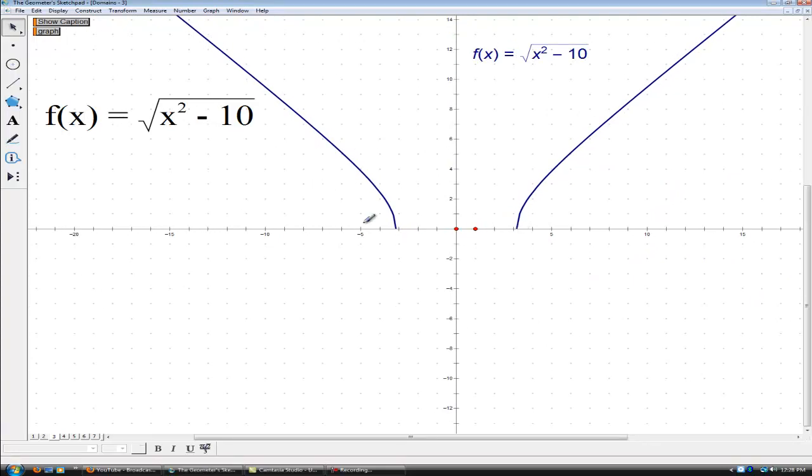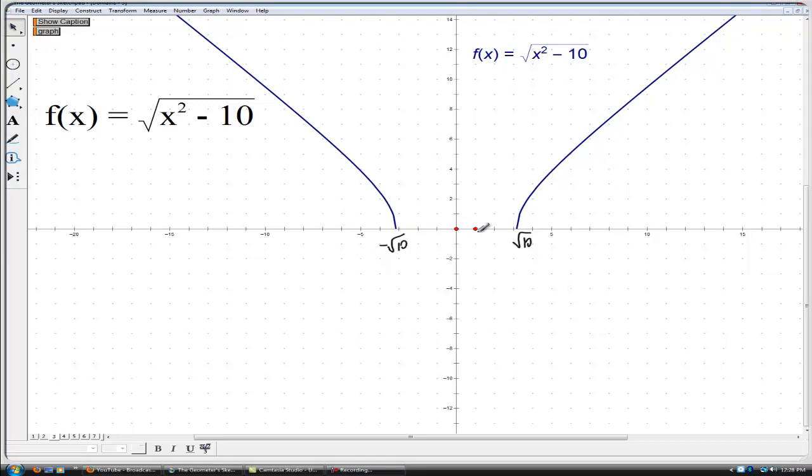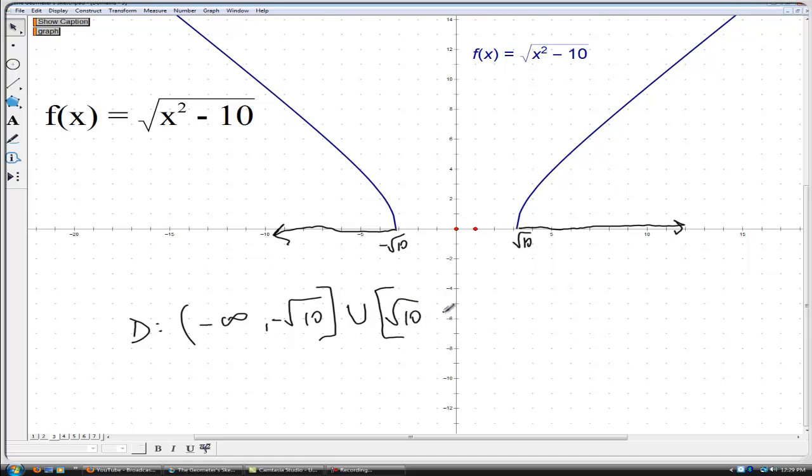X-intercepts that are at root 10 and negative root 10. The values in between do not produce any outputs, but all of the domain values to the right of root 10, or in the positive direction, and to the negative direction from negative root 10 will work. So our domain, I'm going to use interval notation, would be from negative infinity to negative root 10, including, and then a union including positive root 10 to positive infinity. So once again, the process here led us to values that do work in the function as domain values.